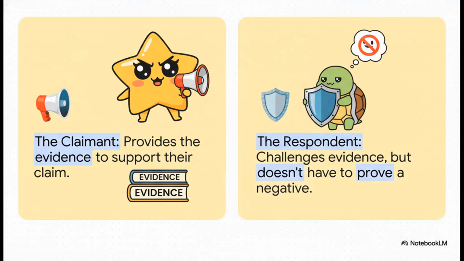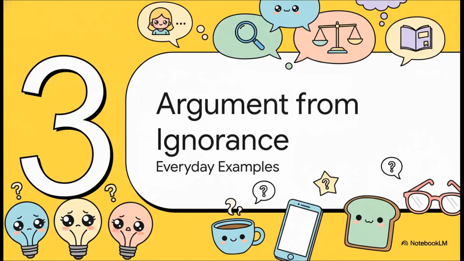First, there is the claimant, the person making the claim. Their job is to provide evidence. Then, there is the respondent, the person responding to the claim. They can challenge the evidence, but they do not need to prove something doesn't exist or didn't happen. The responsibility to provide evidence belongs to the person making the claim. This fallacy often appears in a form called an argument from ignorance.